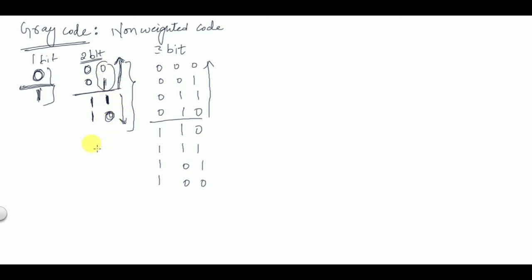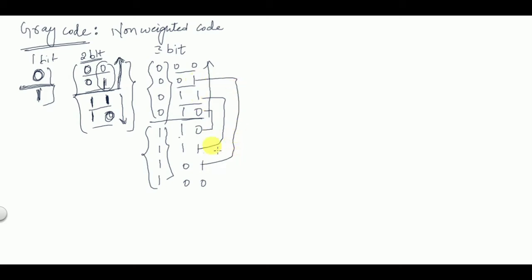Similarly for 3 bits, 0 0 0 0 and 1 1 1 1 are the MSB bits, so first of all you write these MSB bits. The remaining bits are obtained from here: 0 0, 0 1, 1 1, 1 0 as it is. And for the bottom side you write the mirror image, so 1 0 here, and so on.